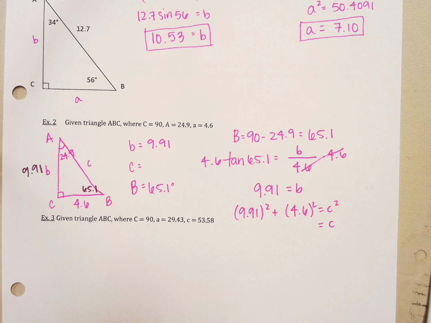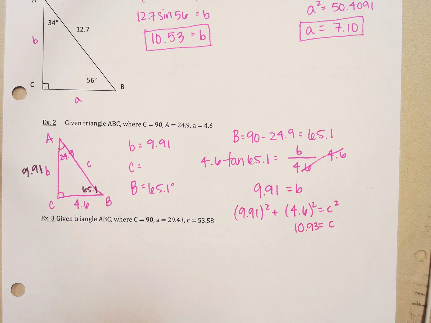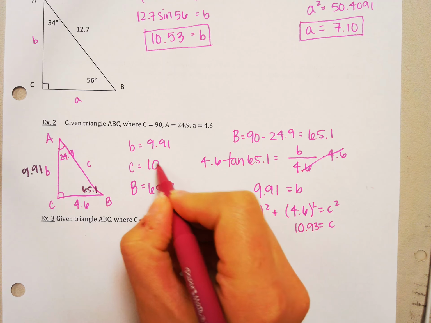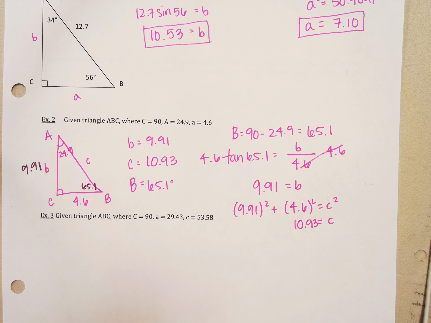And if I solve for that real quick, 4.6 squared, square root, I get approximately 10.93. I'll just round it to 2 decimals. So there we go. Okay. Let's try another one.